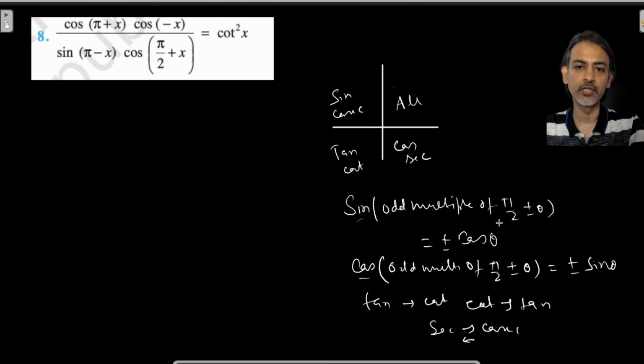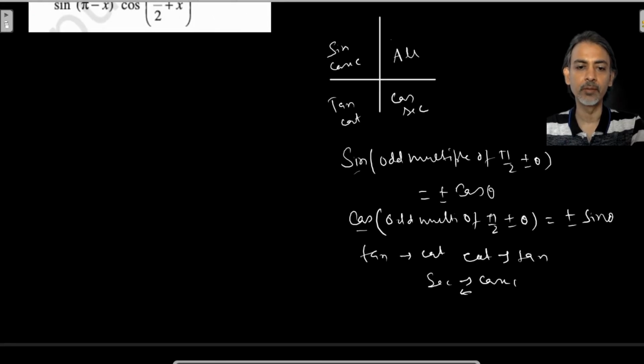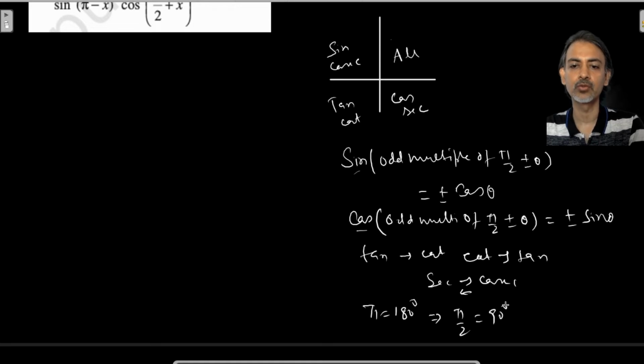But if it is an even multiple of pi by 2, then sine will remain sine, cos will remain cos, and all that. The third thing which we need to remember again is that pi equals 180 degree, and this implies pi by 2 equals 90 degree, and so on and so forth.